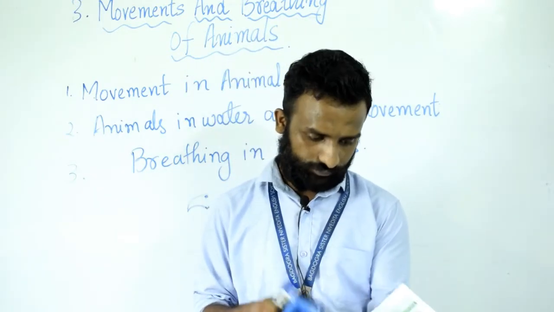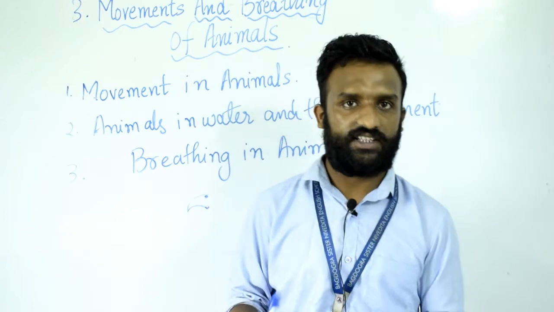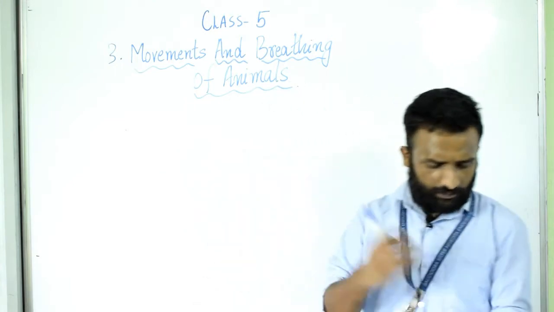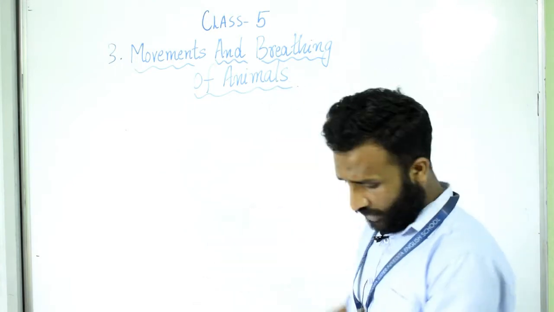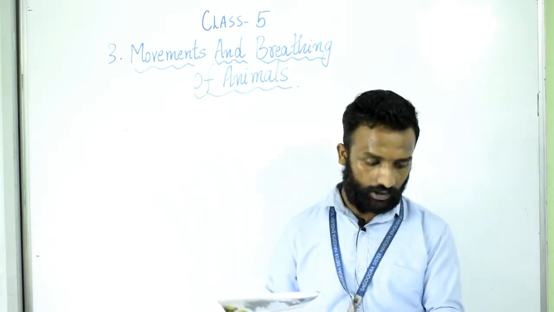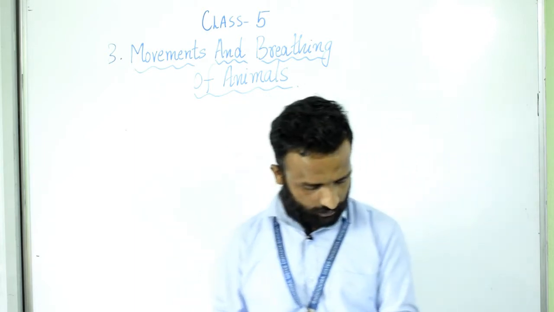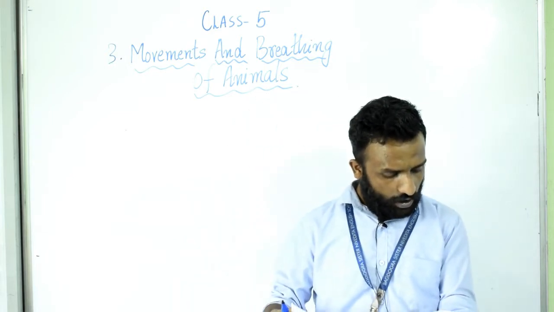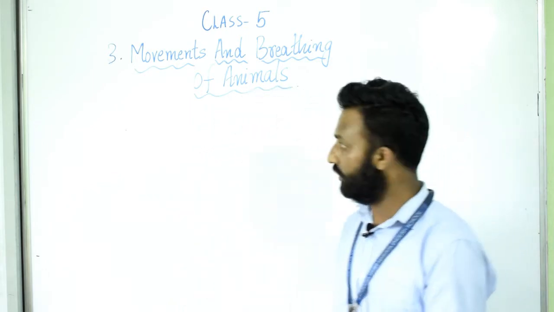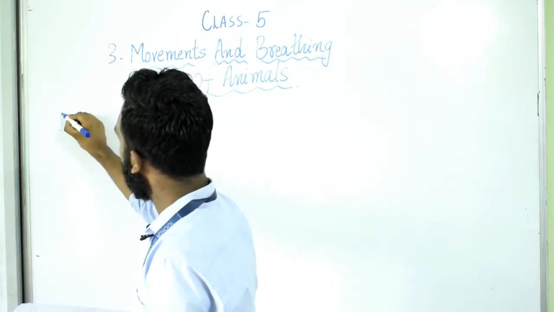Now, after explaining this chapter, let's go to the exercise. The explanation part is completed for the chapter. The first exercise is on page number 30, where we have objective type questions. First we have to write true or false and correct the incorrect statements. I am going to do question 1 first.